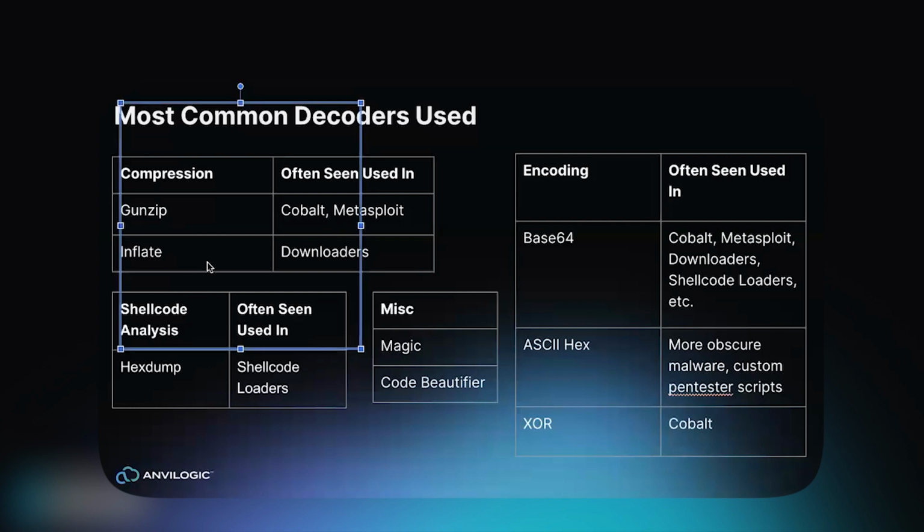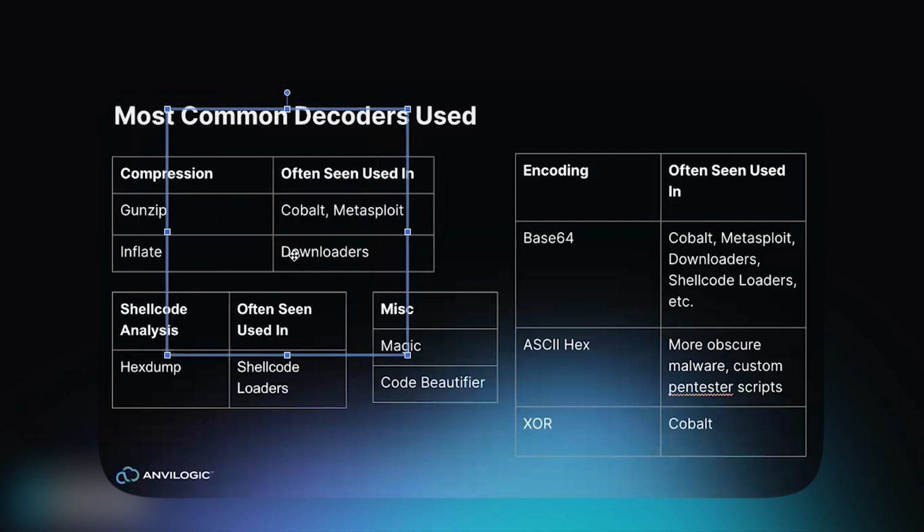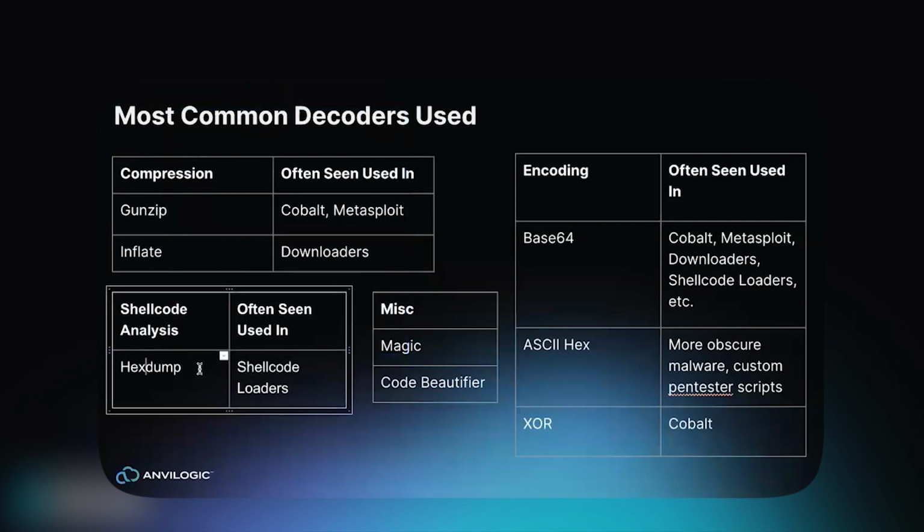Inflate and deflate is another reversible compression method. A lot of downloaders will use inflate in combination with some code that it wants to compress to make the command smaller and harder to analyze. For shellcode, you would be able to hex dump it and use a shellcode loader or an emulator to see what it does, but we're not going to go over that for this. That's a little bit advanced for this.